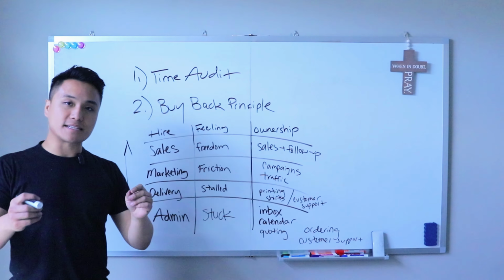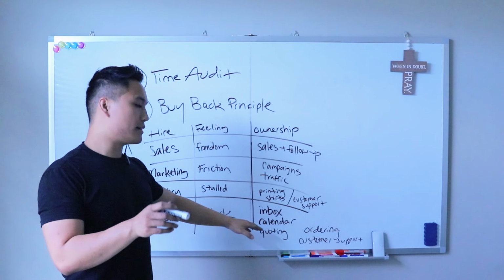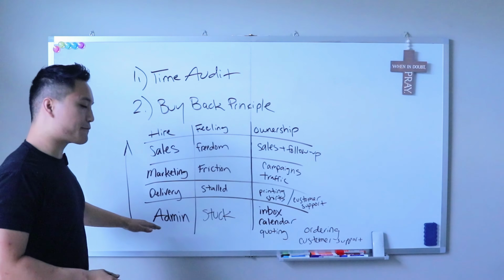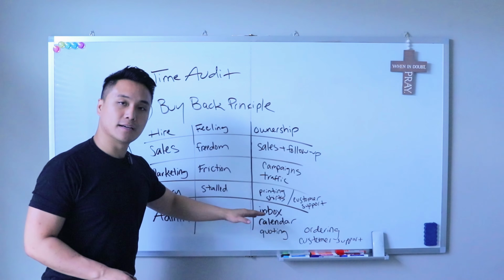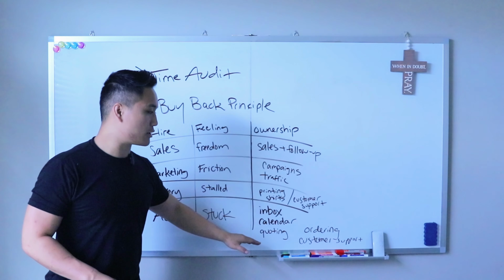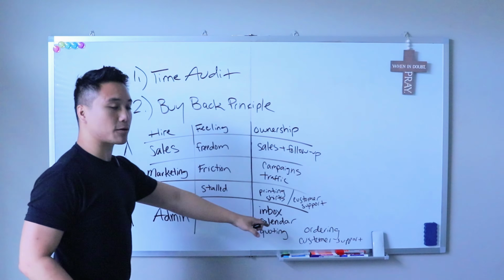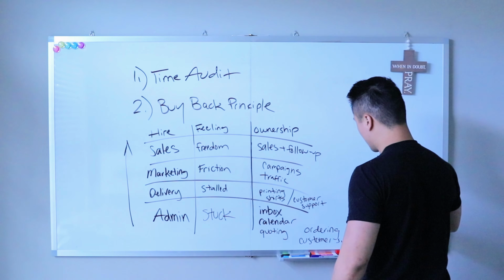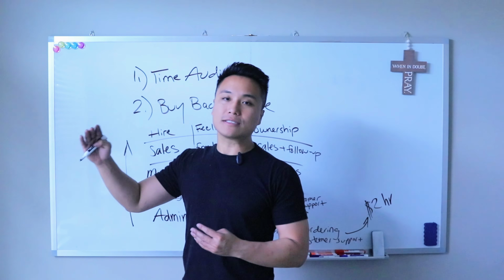The first thing is admin. If you're stuck looking at your inbox, looking at the calendar, quoting certain jobs, and ordering shirts on SNS Activewear, that's the first person you can hire. And the truth is, you can hire someone to take over your inbox, schedule everything in your calendar, quote the jobs, and order shirts for $2 an hour. So if you're doing this work yourself, you're paying yourself $2 an hour to do it. You can replace all of it for $2 an hour, which means you can focus on all these other things.